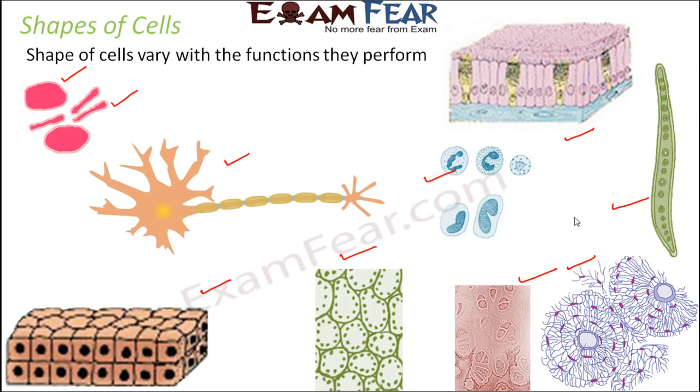So as I said, when you talk about the size and shape of cells, there is a lot of diversity. They can come in any size, they can come in any shape. So the shape primarily depends also on the function which they perform.